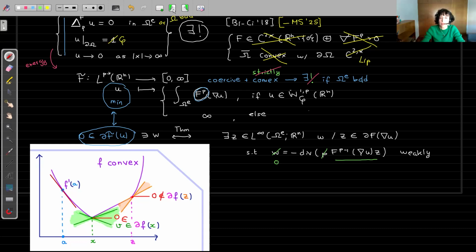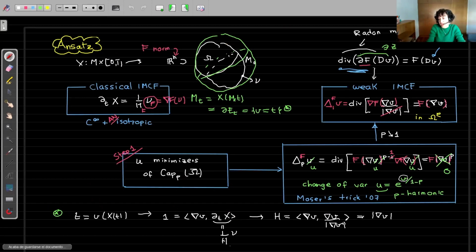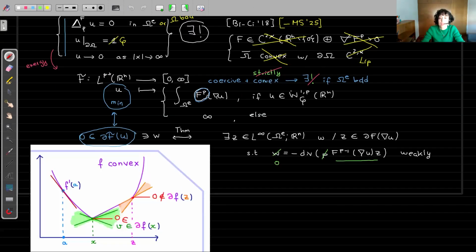So let me go back. Here we have |∇f|^(p-1). That's what I got there. And instead of the gradient of f, I get an element of the subdifferential. So that's exactly, formally, what we should expect to have.